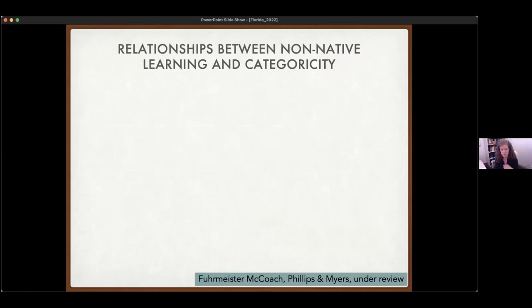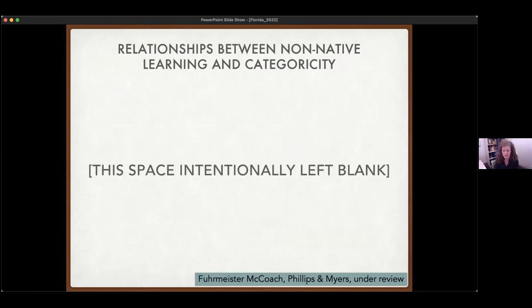So here are the relationships between non-native learning and categoricity, as I call it. And essentially there are none, right? So we were unable to find any relationships between your behavior, your individual differences in native language, and these differences in non-native learning, okay? So at the individual level, this relationship is not detectable by us, at least yet.